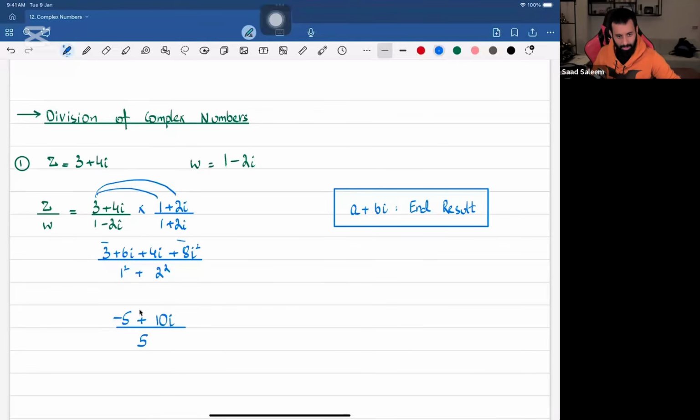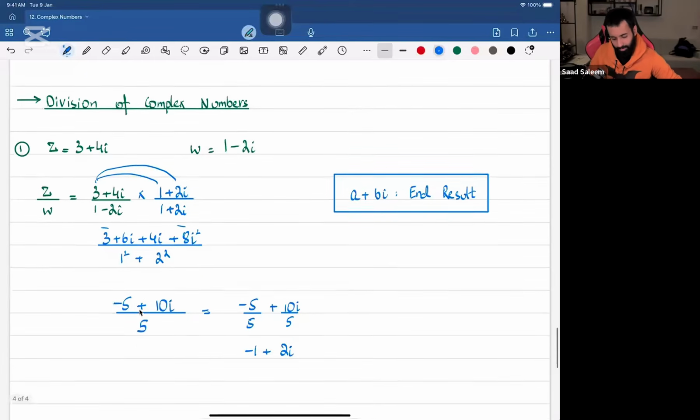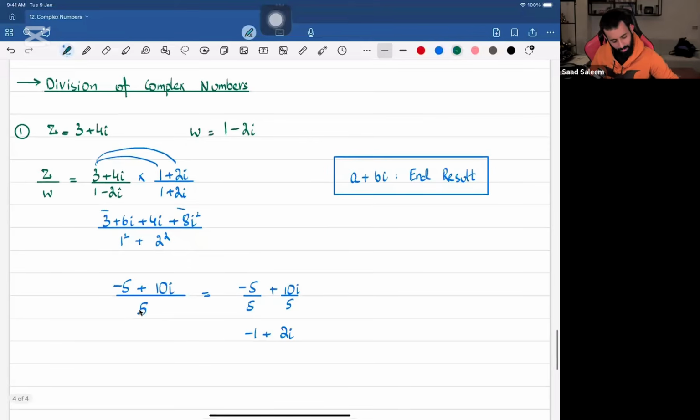Now, this is not how we leave it. Instead, we leave it like this. We write it as minus 5 upon 5, because we can simplify it further. So we're going to do that, plus 10 iota upon 5, which basically means that we have minus 1 plus 2 iota. There you go. Minus 1 plus 2 iota. That's the final answer. Okay, let's do another example.